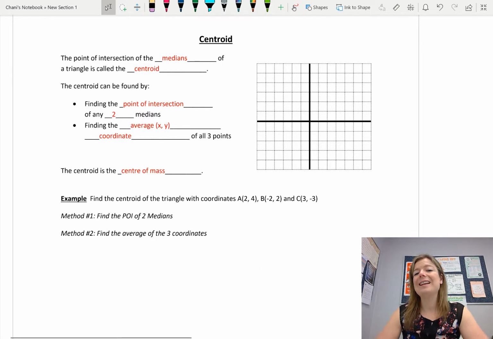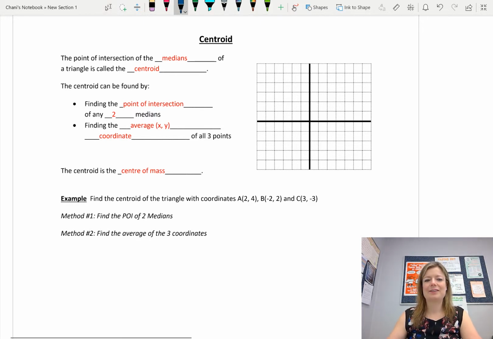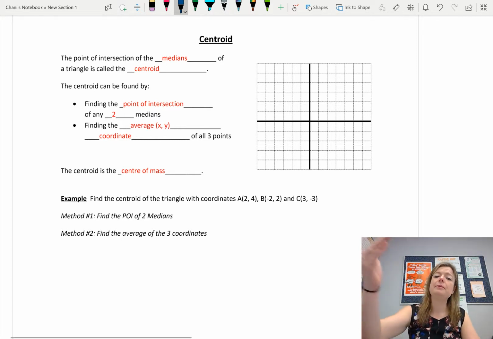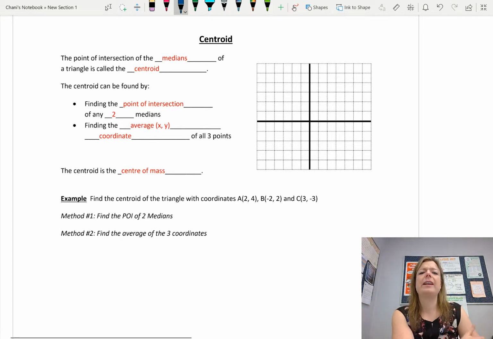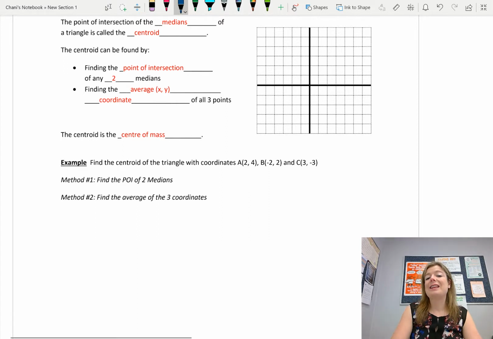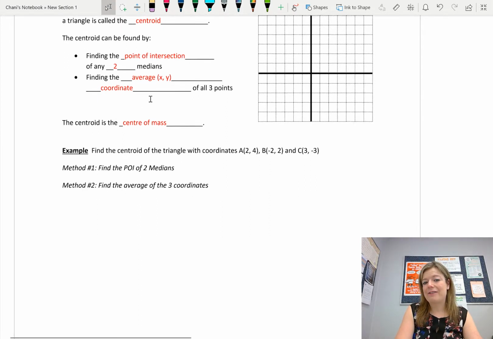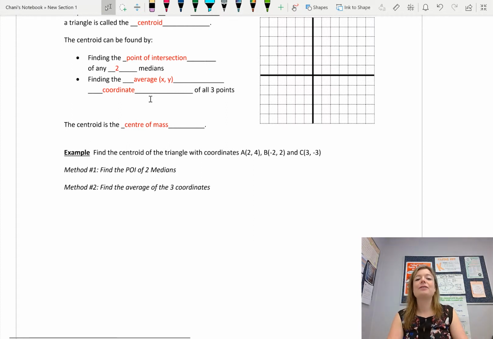Okay, now what's really exciting about a centroid is there is a much faster way of finding this coordinate than perpendicular bisectors, so you will be relieved. So yes, you can find the point of intersection of any two medians. You can always do that method. Find the equations of the medians and find where they intersect. So similar to our previous example, but now finding median equations. But there is a cheater way of doing it. The centroid is actually just the average of all three coordinates in the triangle. So we can just add them up and divide by 3, and we're done.